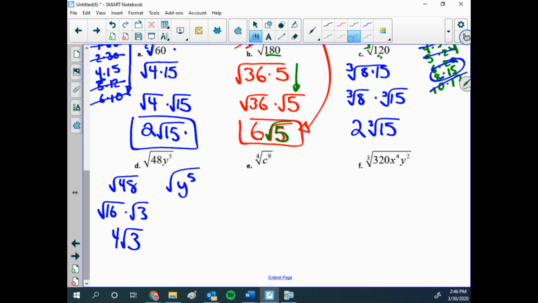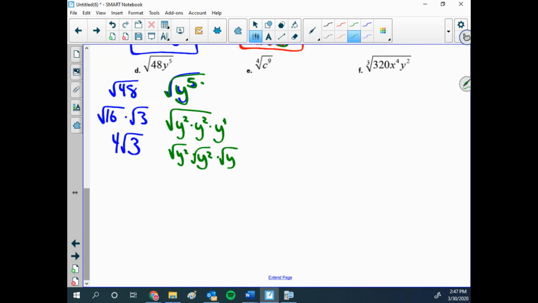So that's going to be the numerical portion of this. Now I'll do the same thing with my variables, y to the 5. Now, because we're taking the square root, what we're trying to do is make as many groups of 2 as possible. So what I can do is say, well, to make 5, I would have 2 groups of 2, and just 1, right? Because 2 plus 2 plus 1 equals 5. We have to remember our exponent laws there. Well, what's the square root of y squared times the square root of y squared times the square root of y?